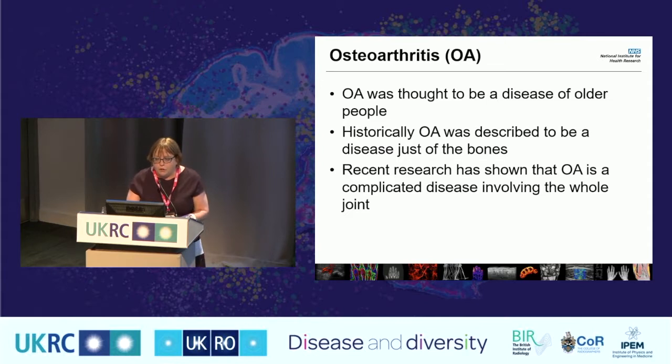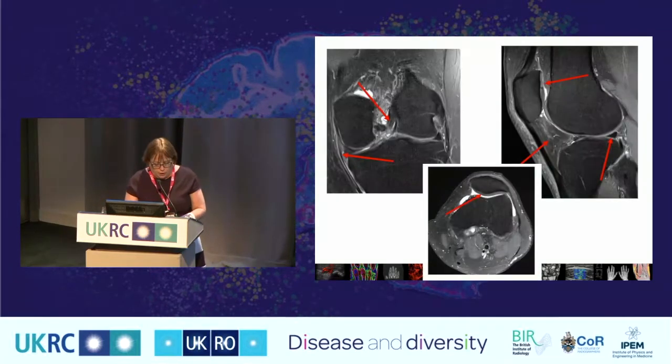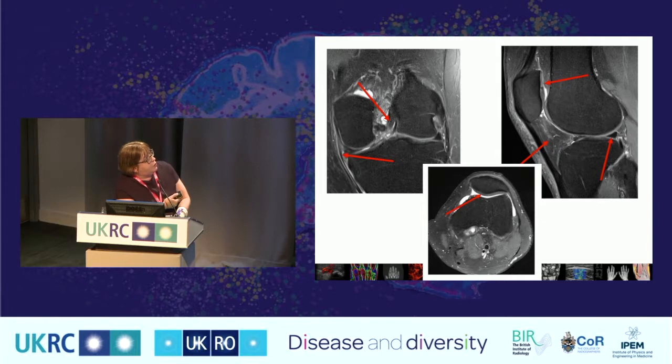And we now know that osteoarthritis is actually a complicated disease, not just of the bones, but involving the whole joint. So it involves all of the ligaments, whether they're your lateral or medial collateral ligaments, your anterior and posterior cruciate ligaments. It involves articular cartilage. It involves your meniscus, your fatty tissue within the knee here, and articular cartilage as well.